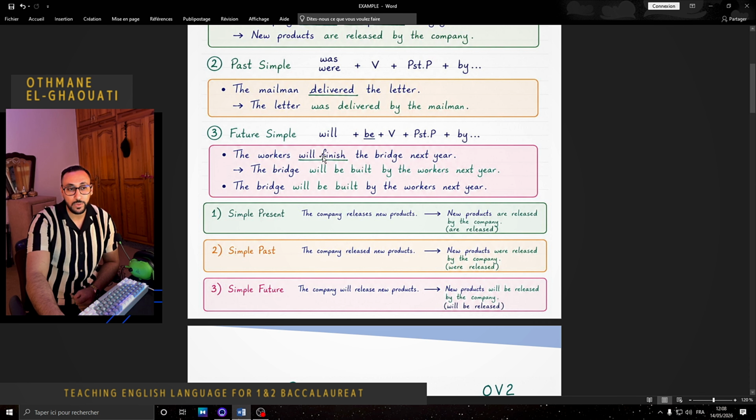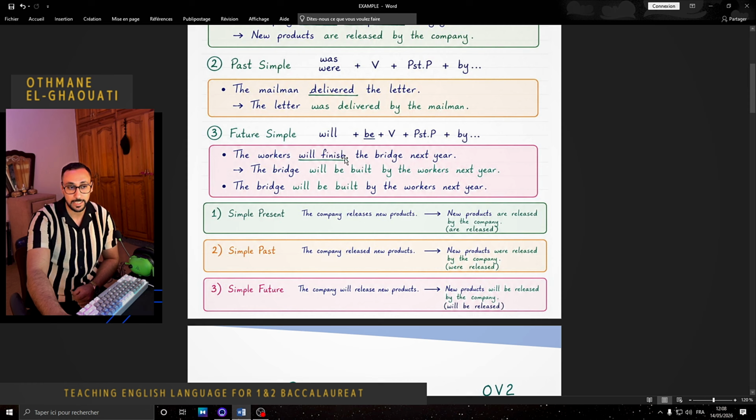Okay, between will and finish we need to put be, and then keep it in the infinitive. Then put the verb that is next to will into the past participle. Then put the by and add the subject that was in the active form. The bridge will be built by the workers next year.